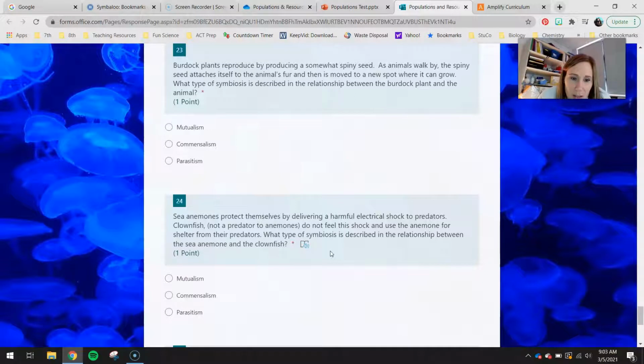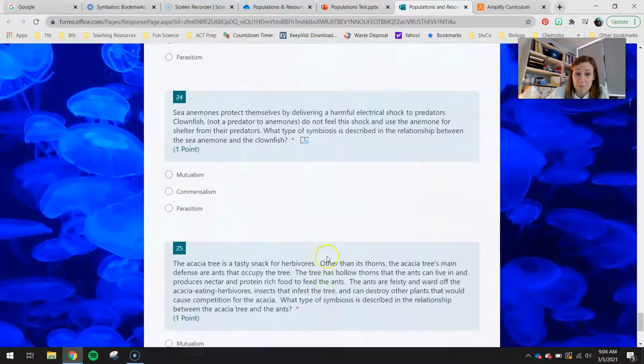However, clownfish, which are not a predator to the anemone, so they don't eat the anemone, do not feel this shock. So they have something different in their nervous system. So they can use the anemone for shelter from their predators. What type of symbiosis is described in the relationship between the sea anemone and the clownfish? So again, ask yourself those questions about, are they helping each other or harming each other, or nothing at all?